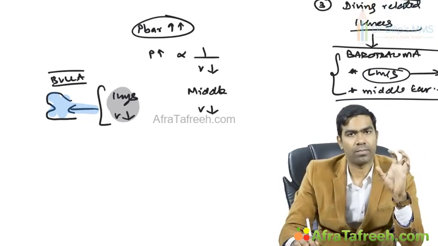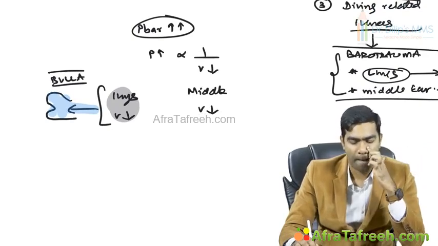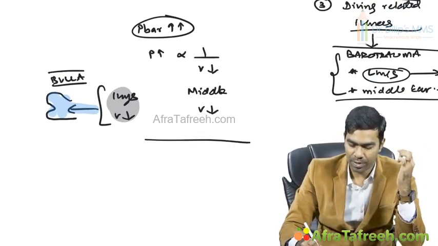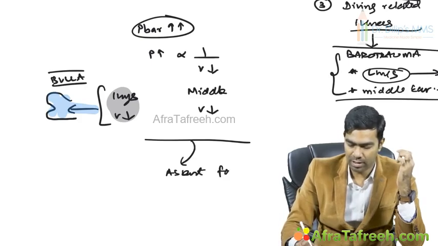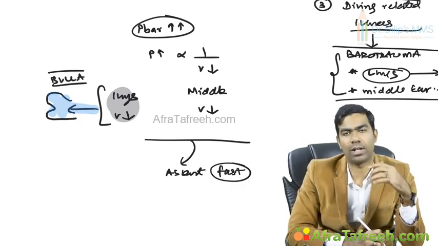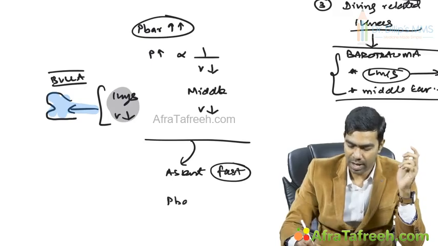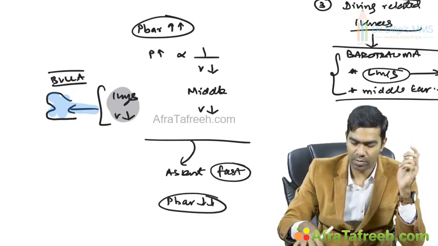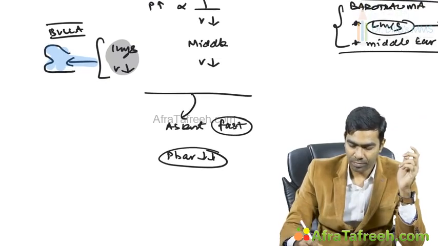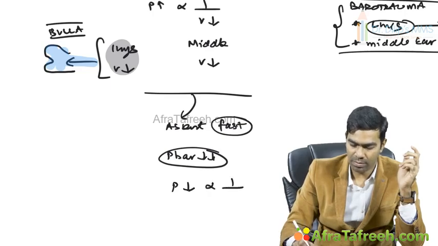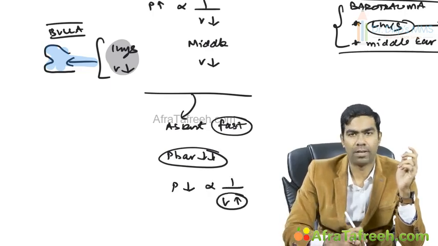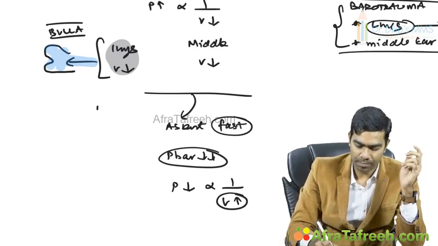So the air will be forced into the bulla. Now let us assume the patient is coming up very fast, a very fast ascent. In this condition, what is going to happen is the barometric pressure will suddenly drop, and the pressure is going to decrease dramatically, which must be associated with an increase in the volume, which means suddenly the lungs will expand.